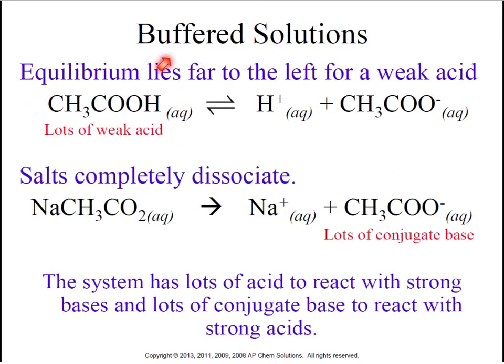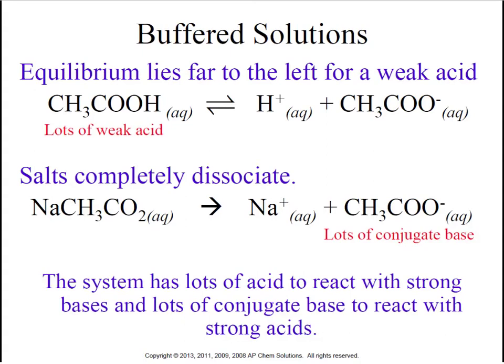So here's an example of a buffered solution. We have acetic acid, which is a weak acid, and then we dissolve in it sodium acetate. Sodium acetate, 100% dissociation, which means it produces lots of both sodium and acetates. And this acetate right here would be the conjugate base of this weak acid. So what we have then is a weak acid and extra conjugate base. In this solution alone, there is going to be a small amount of acetate, but what makes it a buffered solution is the addition of extra conjugate base. So that makes this a buffered solution.